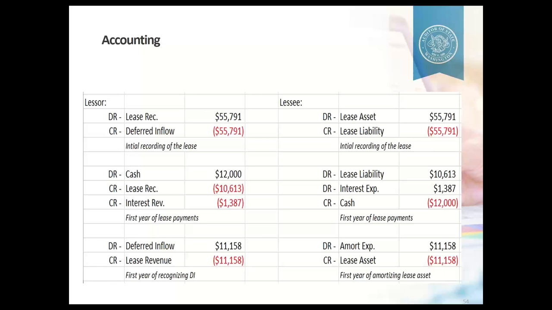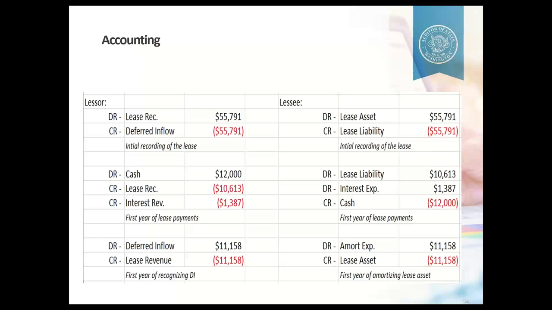Now, for the initial recording of the lease, the lessor records the lease receivable and that deferred inflow, and the lessee records a lease asset, that's the right to use asset, the capital asset, and the lease liability. Now then, for subsequent years, I'm showing the first year's totals of payments, although you will probably have these entries post once a month. The lessor got $12,000 in cash over the year. Part of that reduces the lease receivable and part is interest revenue. Then the rest of that lease revenue comes from recognizing that deferred inflow.